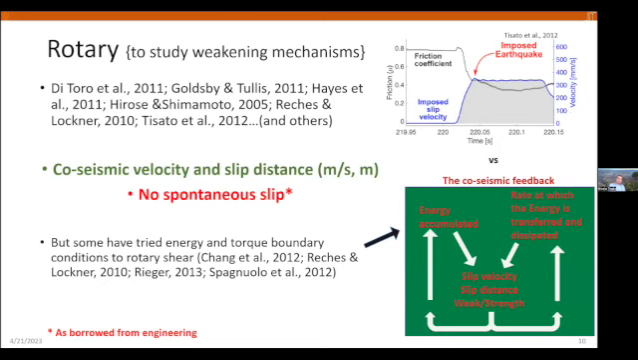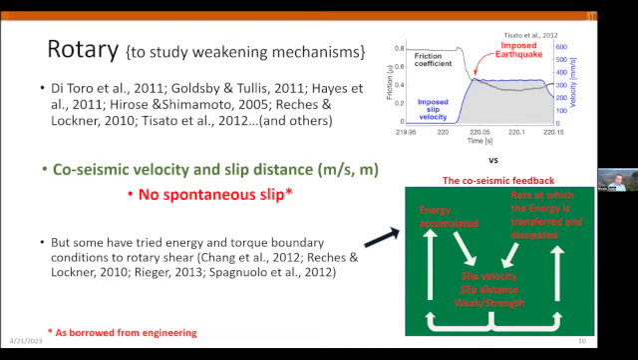And rotary shear tests have been incredibly useful to understand the weakening mechanisms, which ones they are, and how rocks eventually become weaker. I again cite a few of the people that have been working on rotary shear experiments.